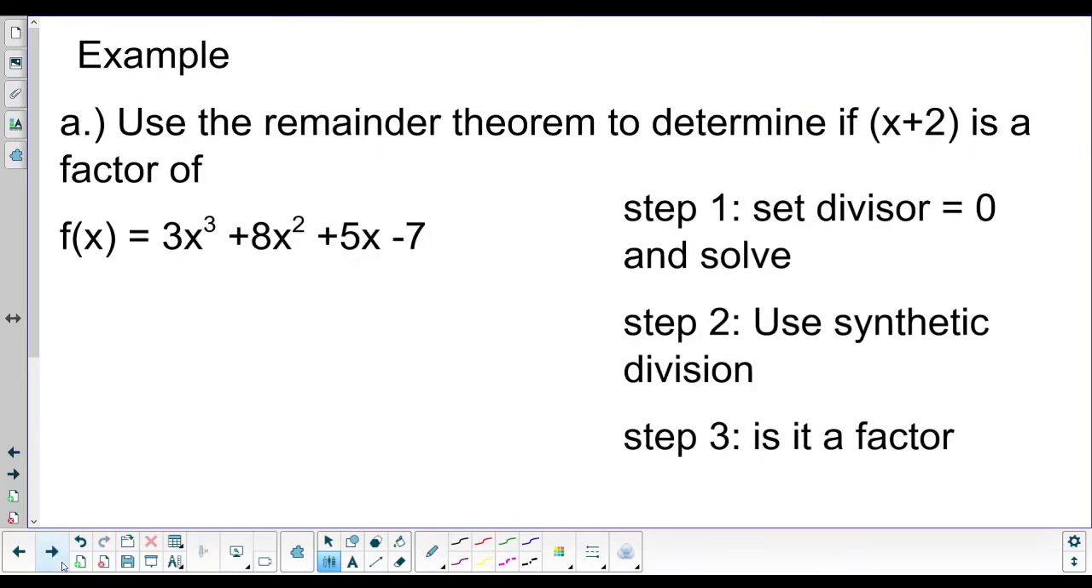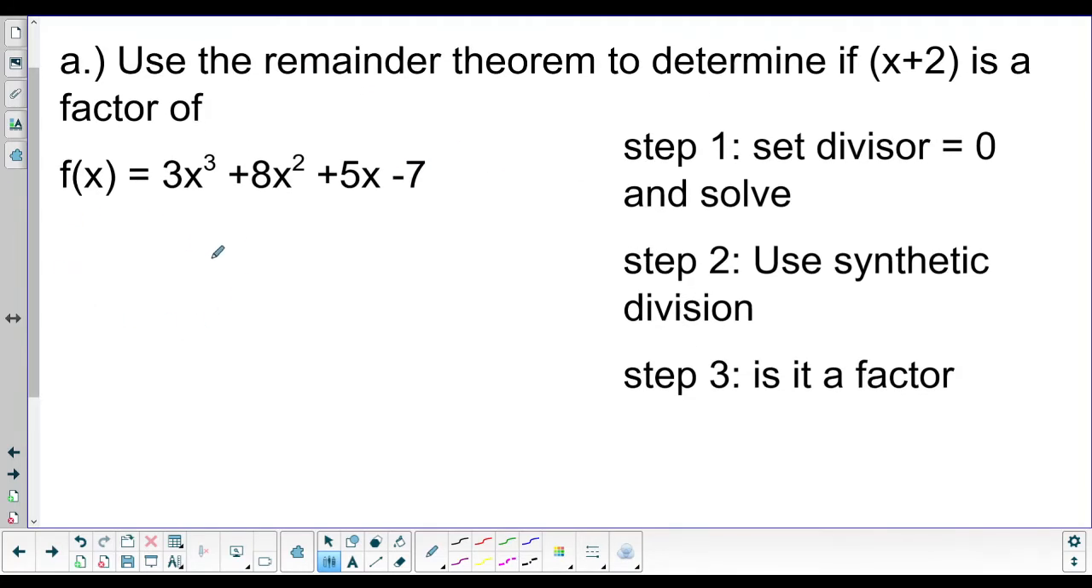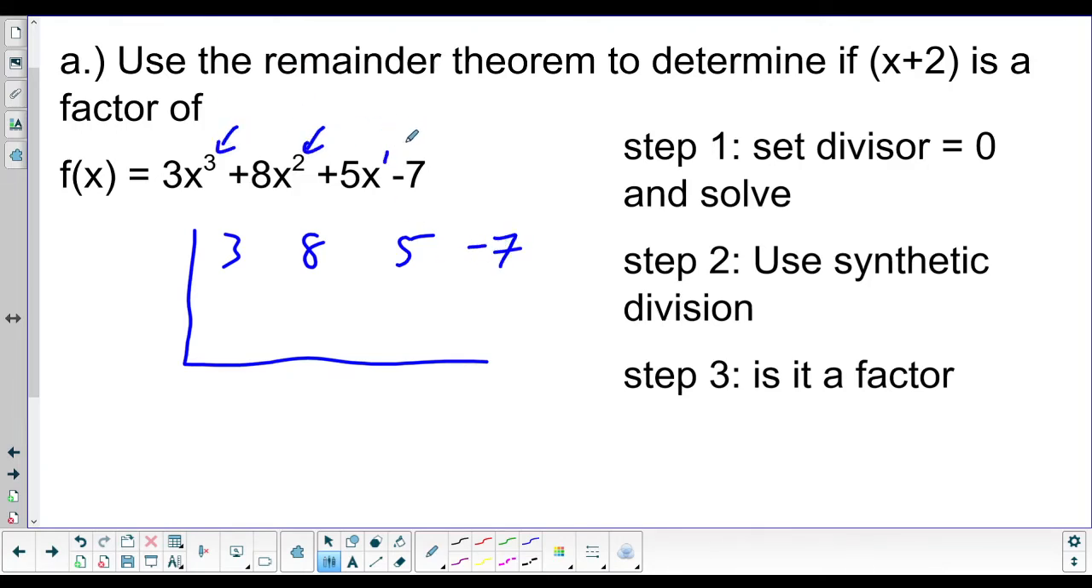So let's go ahead and look at some examples here. It says, use the remainder theorem to determine if x plus 2 is a factor of this. Okay, so we're going to set up our L. We're going to fill in our coefficients. 3, 8, 5, -7. And remember, I'm checking in the back of my head. 3, 2, 1, nothing. Just to make sure everything's there. Set the divisor equal to 0. Okay, that's this thing, right? So x plus 2 equals 0. Subtract 2.